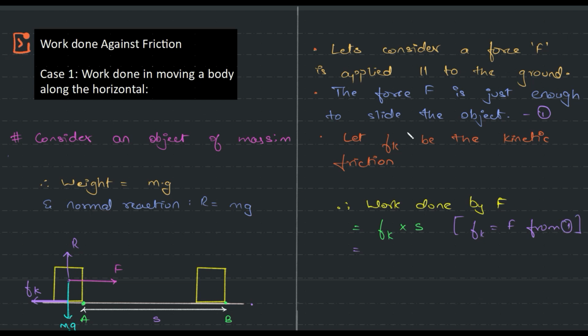Okay, so the work done by force is equal to force into displacement, and in place of force we are representing it with Fk, because F and Fk are equal. This is from statement 1. They're approximately equal.